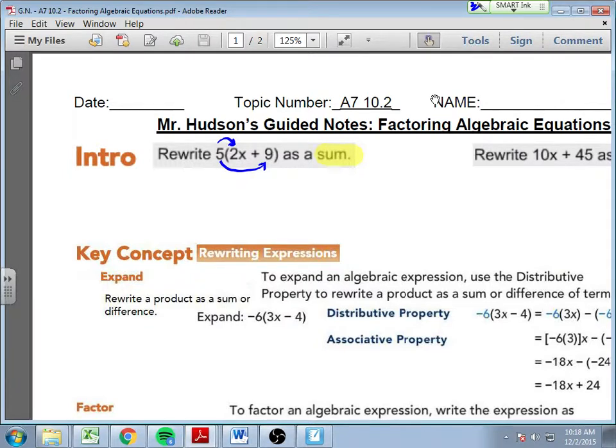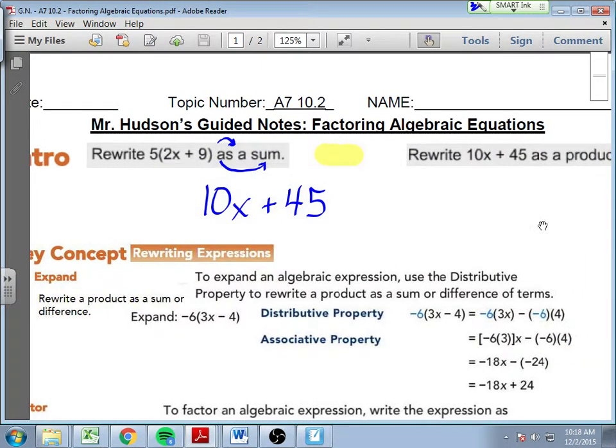So Peyton, what does that first multiplication get you? 10x. Carrie, what's that second multiplication get you? 45, right? So now, when we look at the right side over here, I have to slide all this over. I'm just going to slide these over, and you guys know what we're talking about. Rewrite 10x plus 45 as a product.